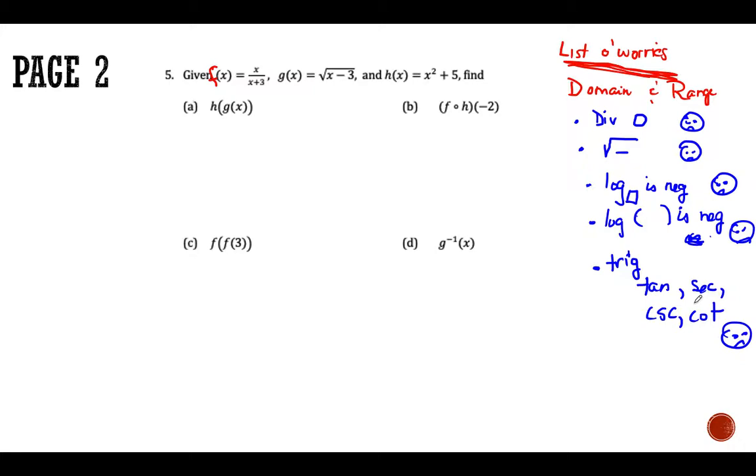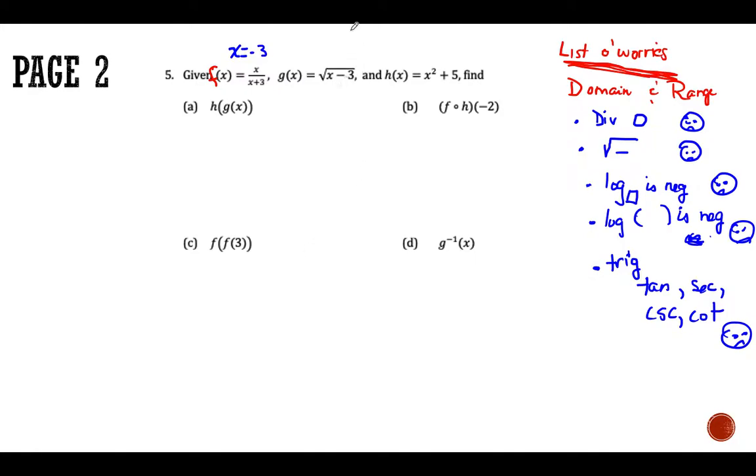Right? So when you look at function f, right away you need to know, hey, I am never allowed to plug in -3. Why? It would mean division by 0. Bad.